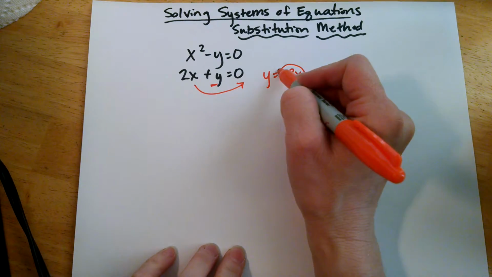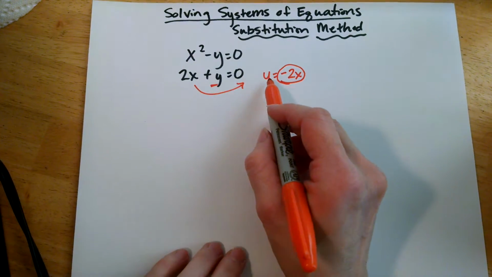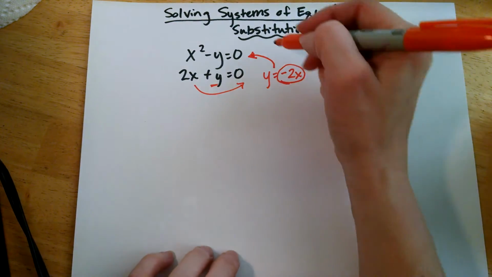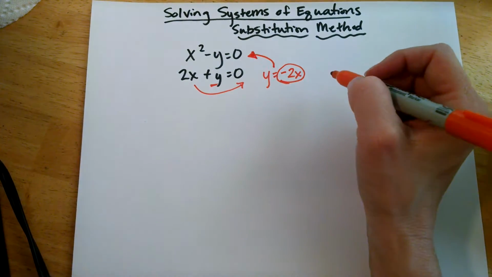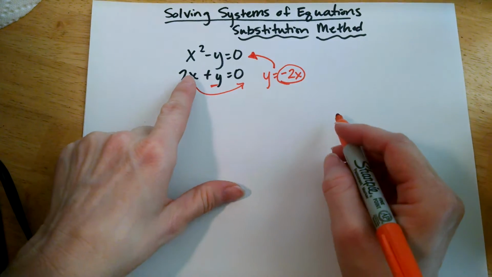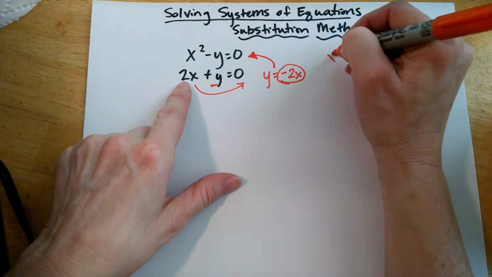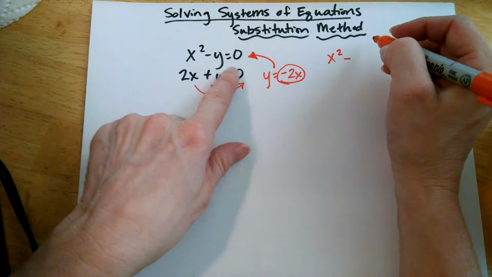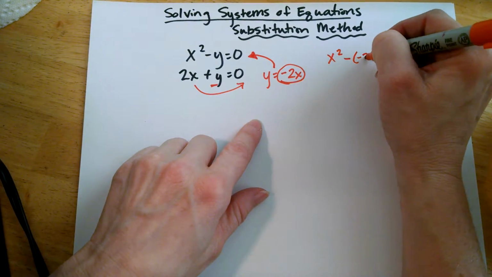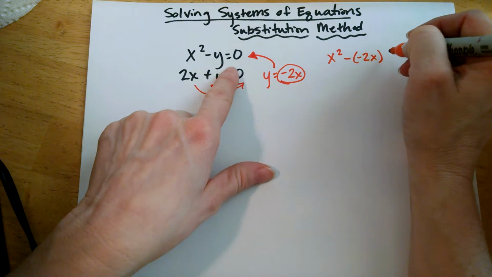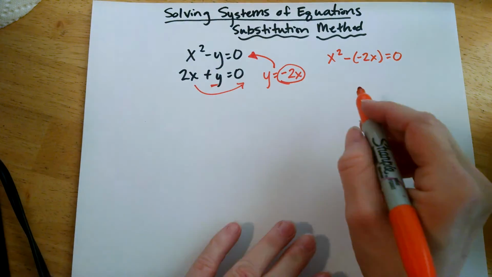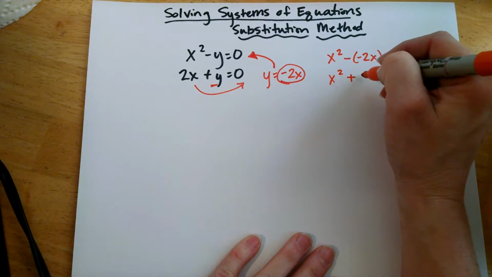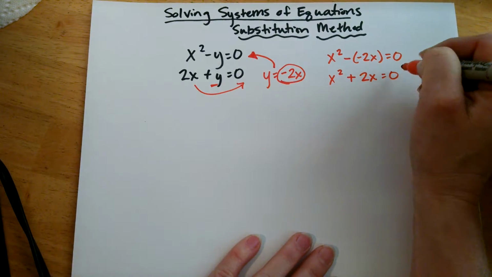So here's what I want to substitute. Everywhere I see a y in the other equation, I want to put in negative 2x. Okay, so let's go ahead and do that. I've got x squared minus, here's my y. Instead of y, I'm going to put negative 2x equals 0. Okay, let's go ahead and distribute that negative. x squared plus 2x equals 0.